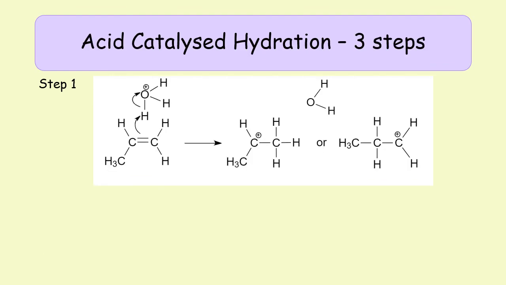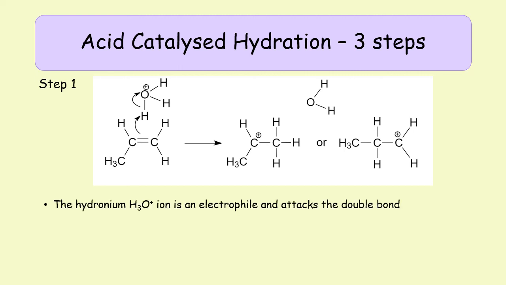The final reaction is our hydration. The hydration reaction involves 3 steps, and so is perhaps the most complicated one. Now, what you need to remember is that the hydration reaction is acid catalyzed. So in an acid catalyzed reaction, you have hydronium ions. Now, the hydronium ions are your electrophile, and they will attack the double bond.